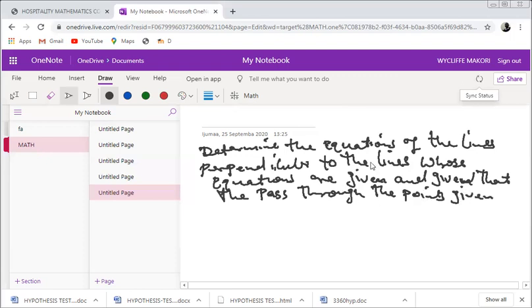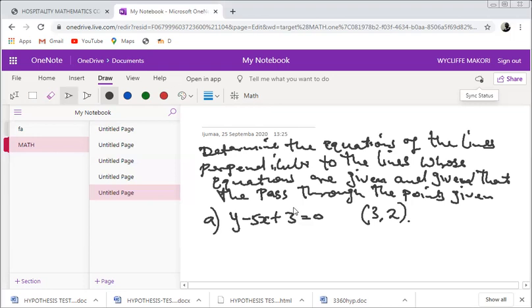So you are told to determine the equations of the line perpendicular to the lines whose equation is given, and the line that you are looking for passes through a given point that you are also given. Like number 1a here, you are told to determine the equation of the line that is perpendicular to y minus 5x plus 3 is equal to 0, and that other line passes through (3, 2).